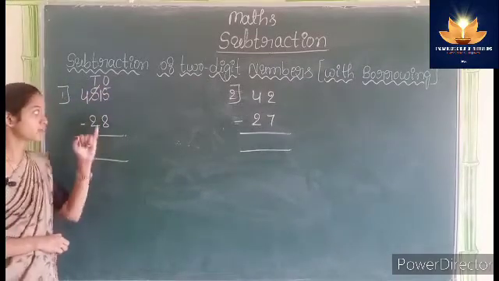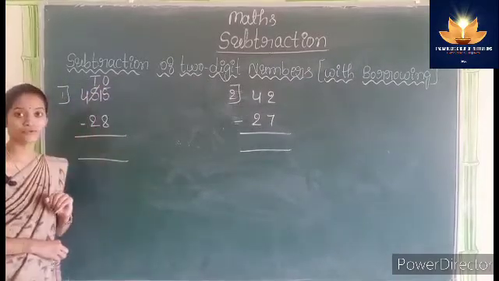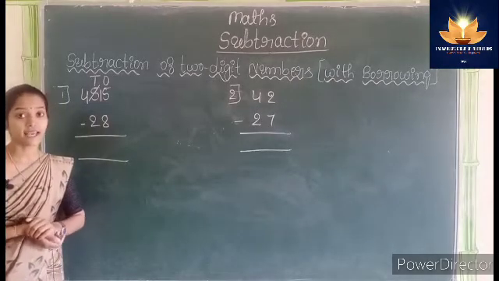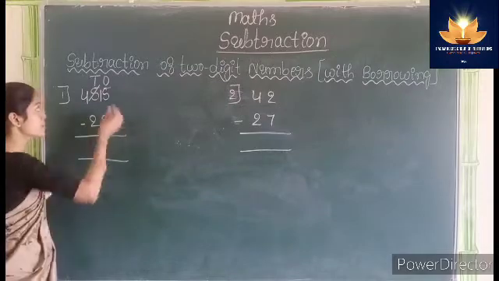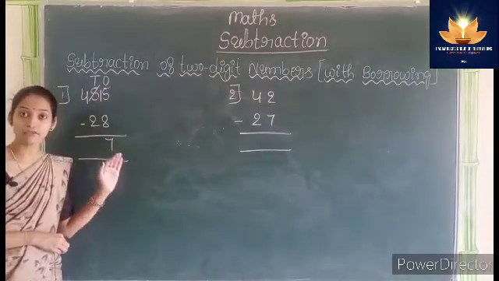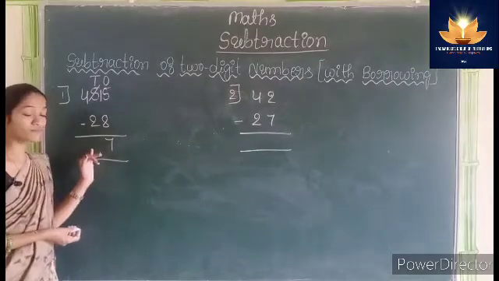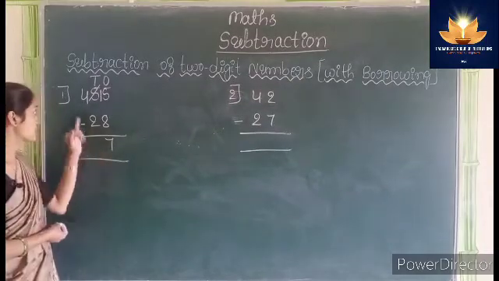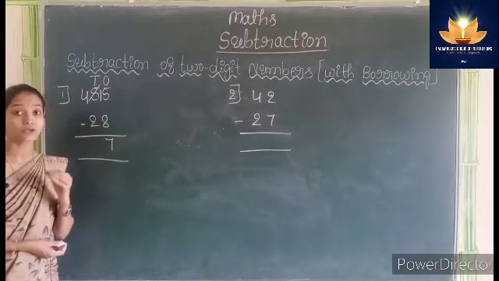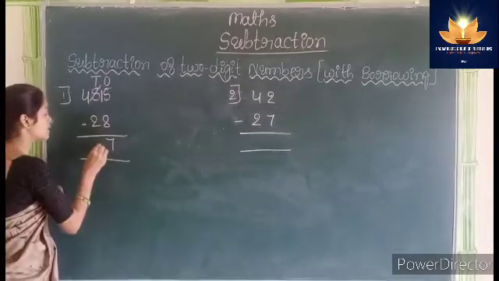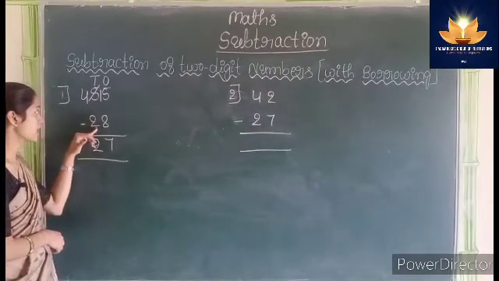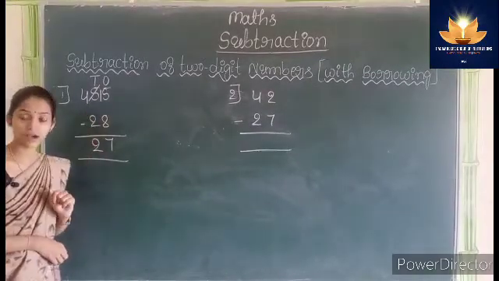Now subtract 8 from this 15. 15 minus 8 we get 7. And that 7 should be written in the ones place. After completing the ones place subtraction, then we have to subtract the tens place. 4 minus 2, that is 2, and the 2 should be written in the tens place. We get 27 after subtracting 28 from this 55.